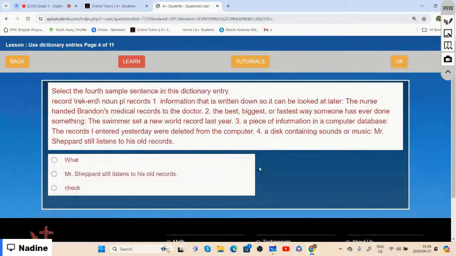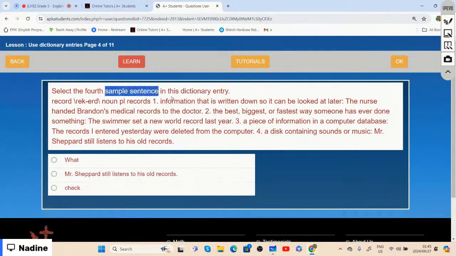All right, so select the fourth sample sentence in the entry. The sample sentence means that you're going to go to the fourth meaning. That's the first meaning. That's the second meaning. There's a third meaning. Here's a fourth meaning, right? Now they want you to go to the sample sentence. They would give us an example of that meaning.